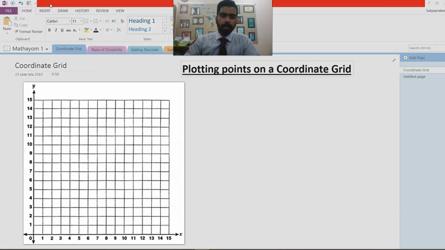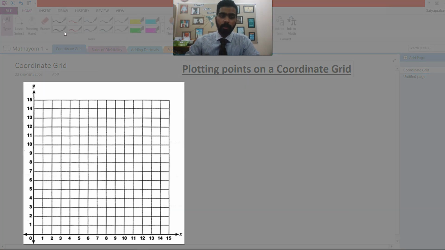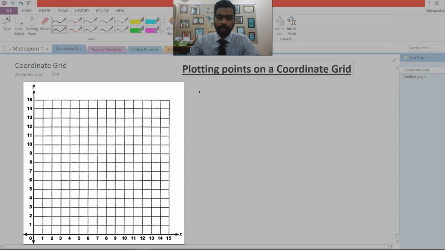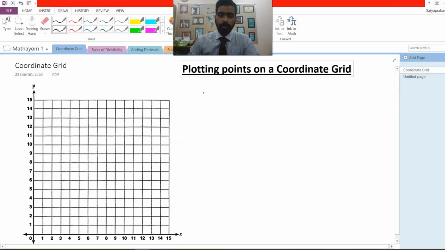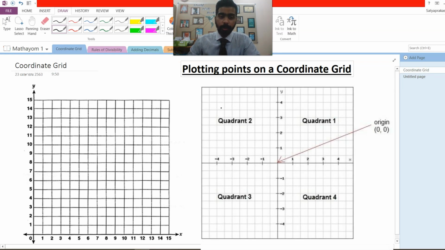Now what you see to the left hand side, this is what we call the coordinate grid. Usually when we talk about it, we talk about 4 quadrants. But in this video, I'll only be talking about the first quadrant, in which the x-axis and the y-axis, both of them, will be positive numbers.